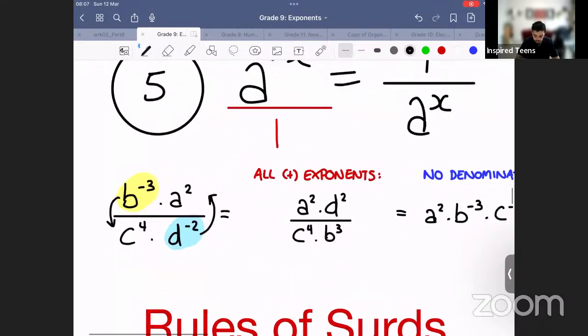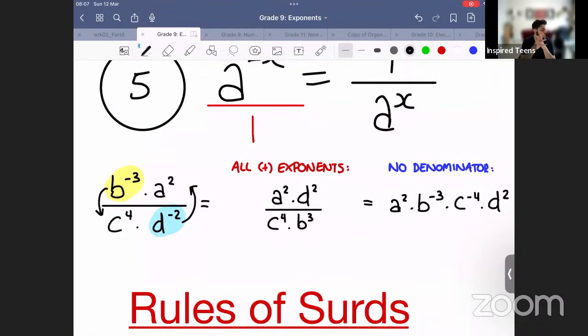So we did an example here, where we had b to the power of -3 times a to the power of 2 divided by c to the power of 4 times d to the -2. If we wanted all positive exponents, we could take the negative ones from the numerator and put them in the denominator, and they'd become positive. We would take the negative ones from the denominator and put them in the numerator, and they become positive, just like what we did with b, where we took b to the bottom, and it became to the power of +3. And then d, we took it to the top, where it became to the power of +2.